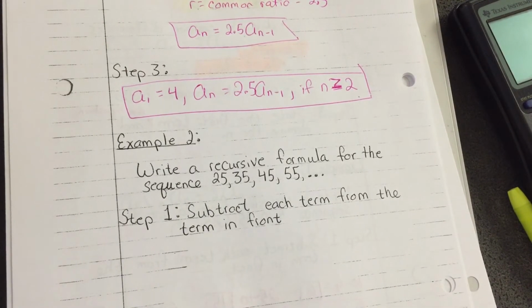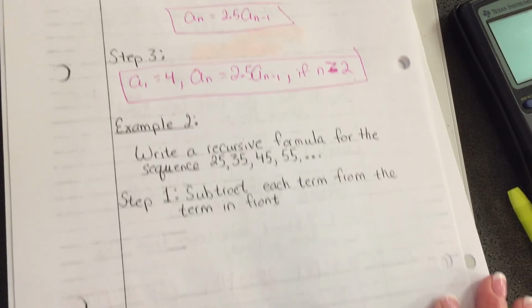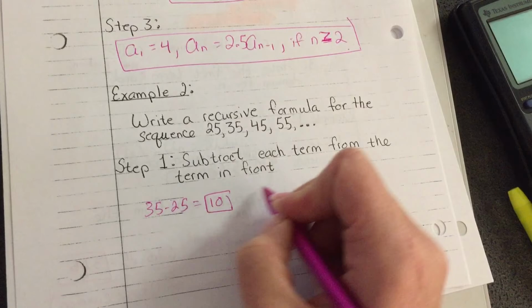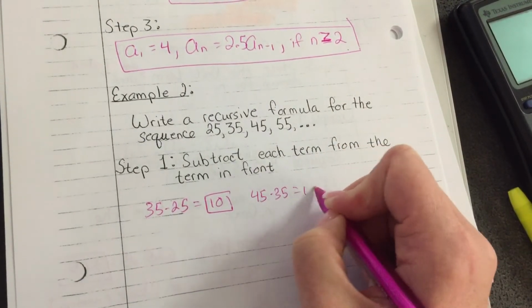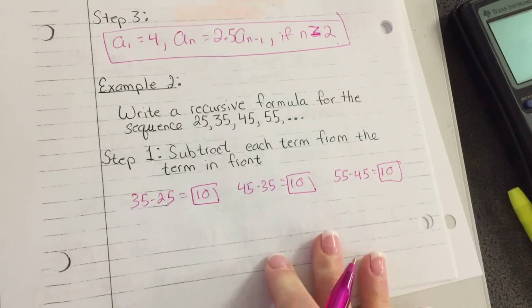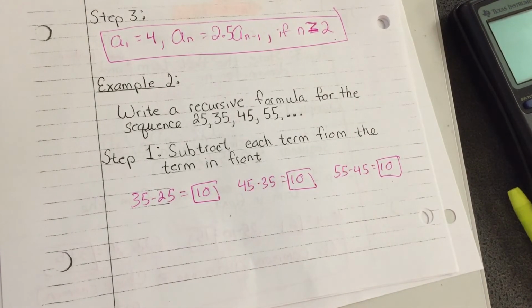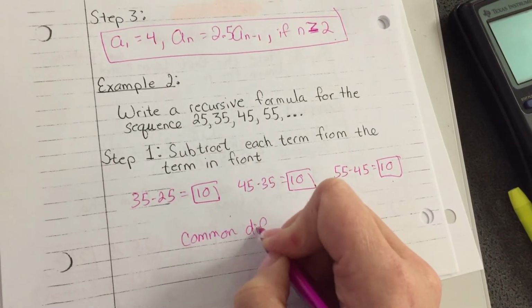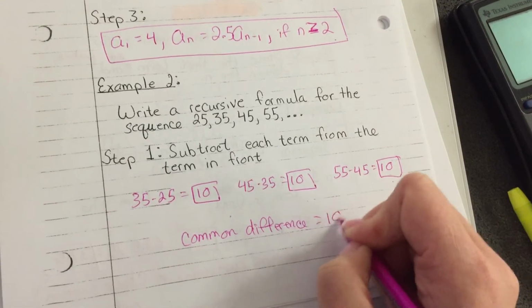One more. Write a recursive formula for the sequence 25, 35, 45, 55. What do you notice about the sequence? It's adding 10 every single time. Let me show you how to prove it mathematically: 35 minus 25 equals 10, 45 minus 35 equals 10, and 55 minus 45 equals 10. What is this 10 called? The common difference. So I have a common difference, and that common difference is 10.